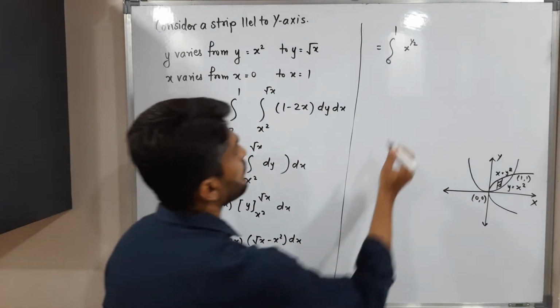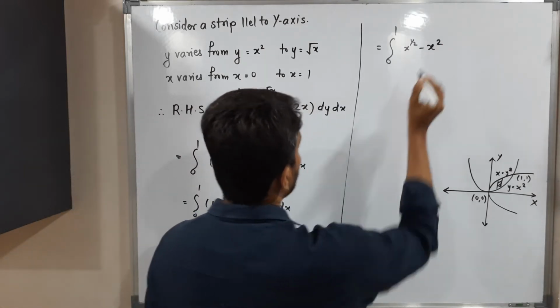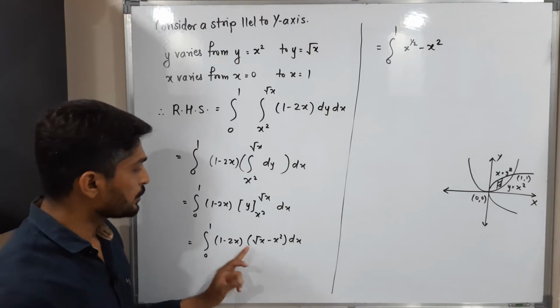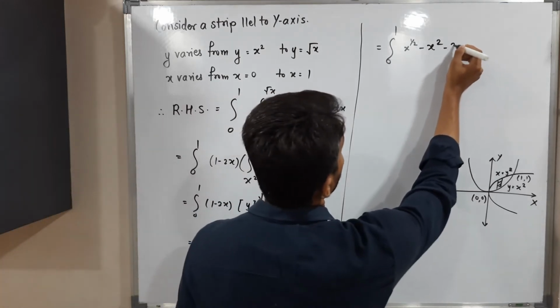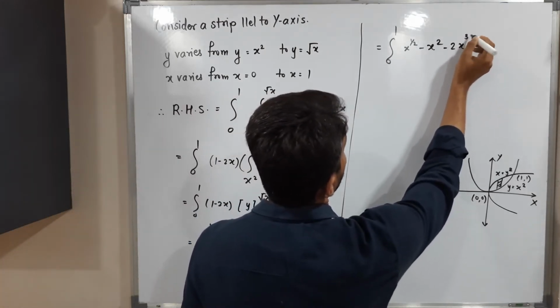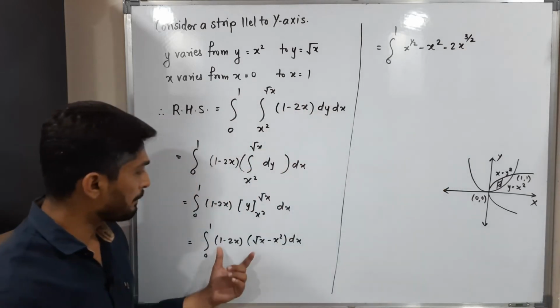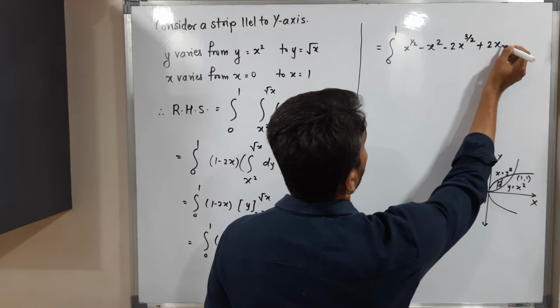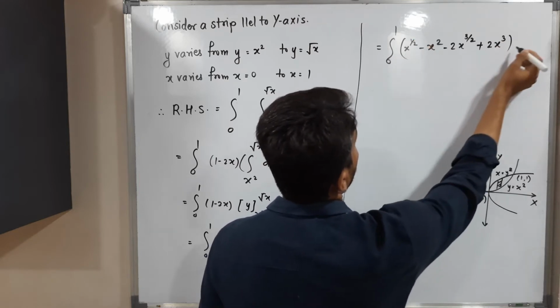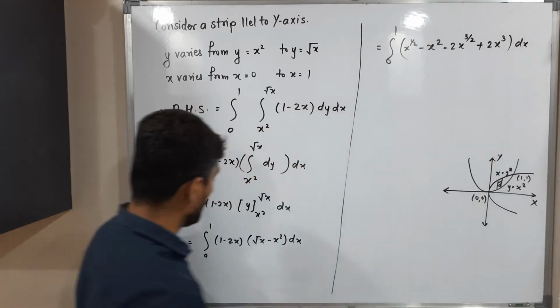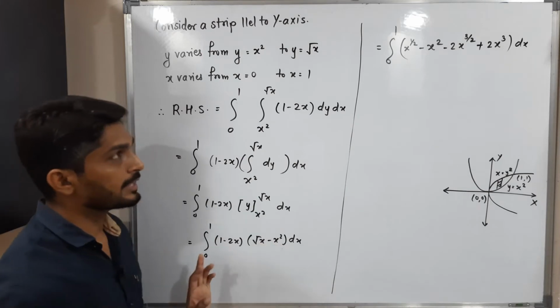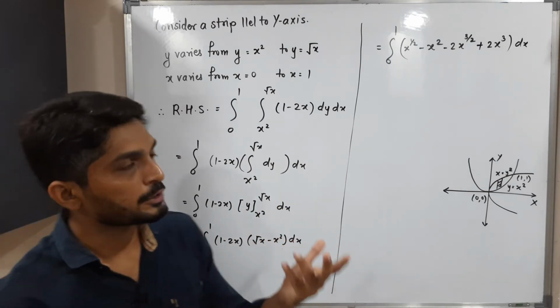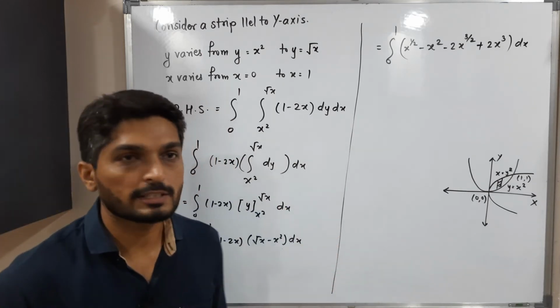1 into x square, so minus sign it has, so minus x square, minus 2x root x. 2x root x means x raised to 3 by 2. And minus minus plus 2x cube. Let us check again. Yes, 2x into x square, x cube. So addition subtraction is there. It's very simple. You can take separate integration.